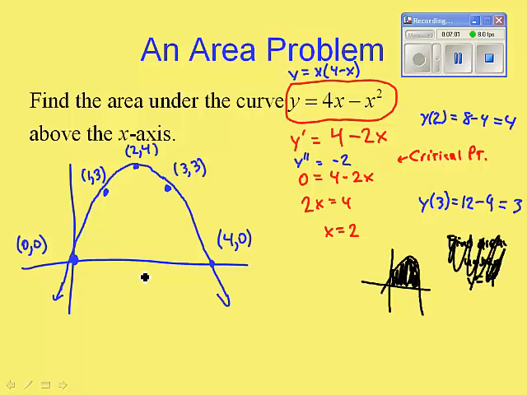Now, I might not be able to find the area under the curve right now with the tools I have, but I can approximate the area under the curve in the following way. I'm going to use rectangles.